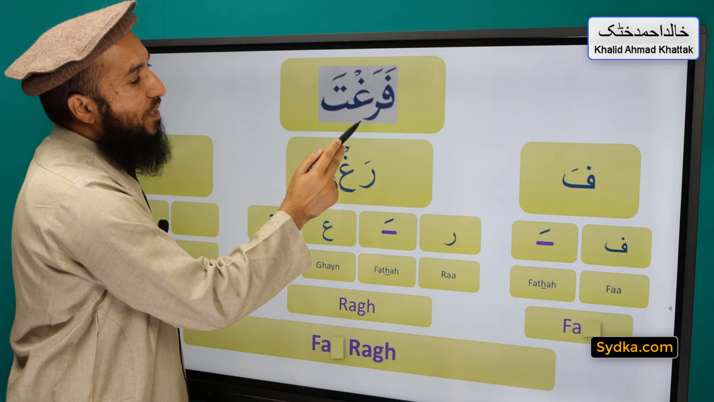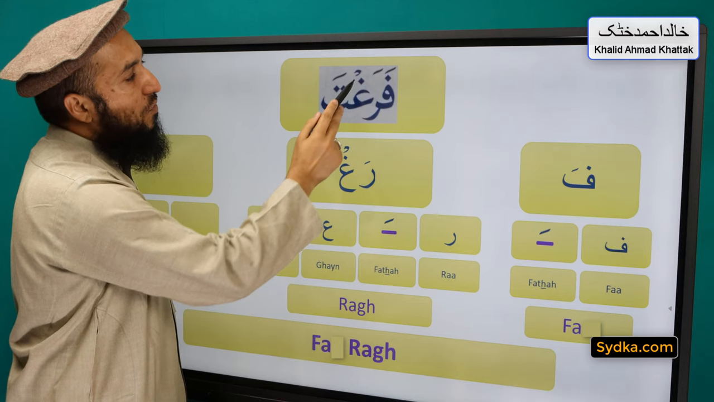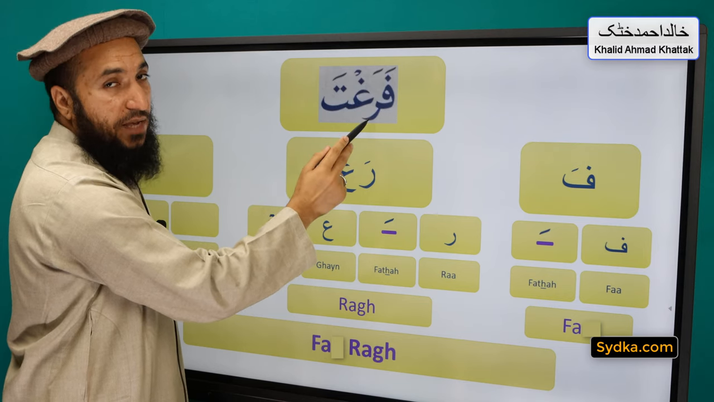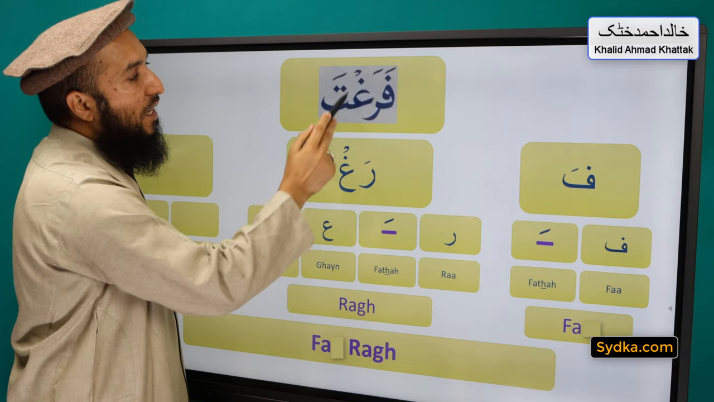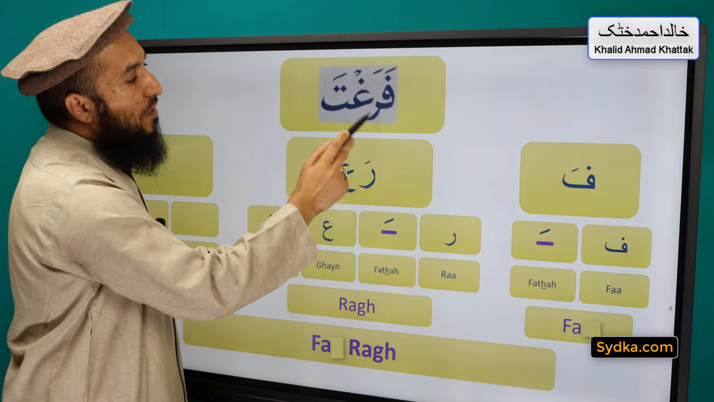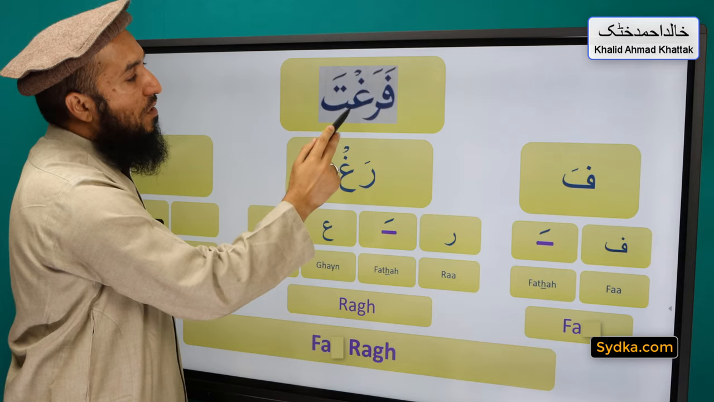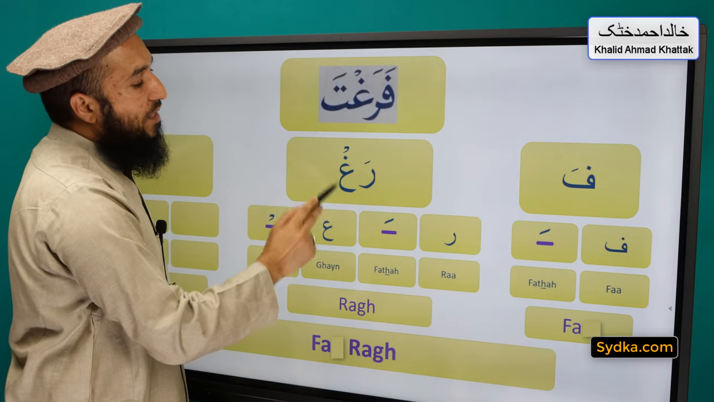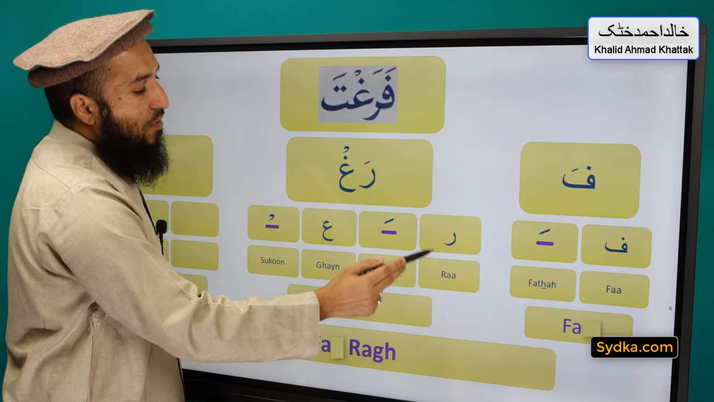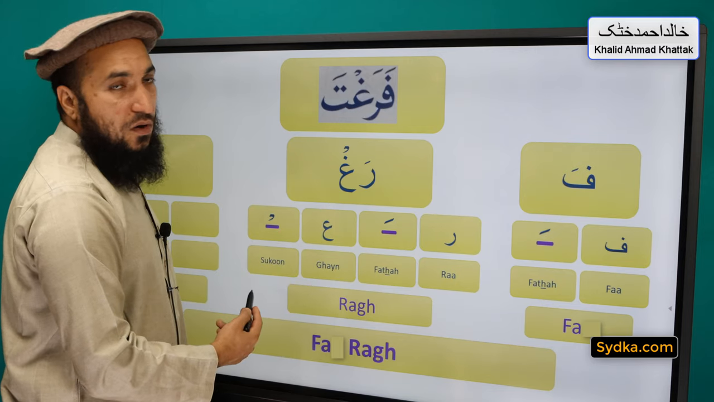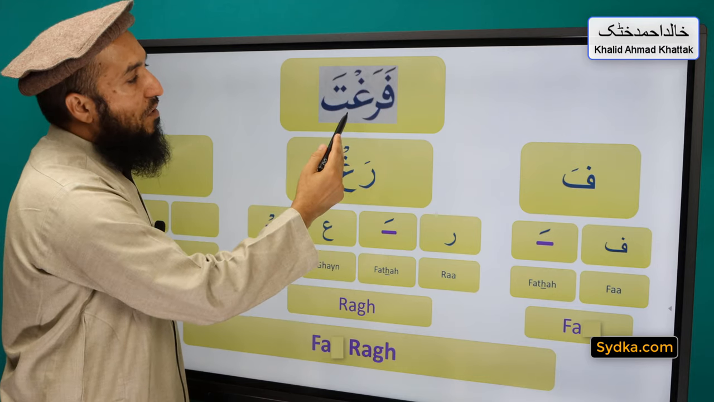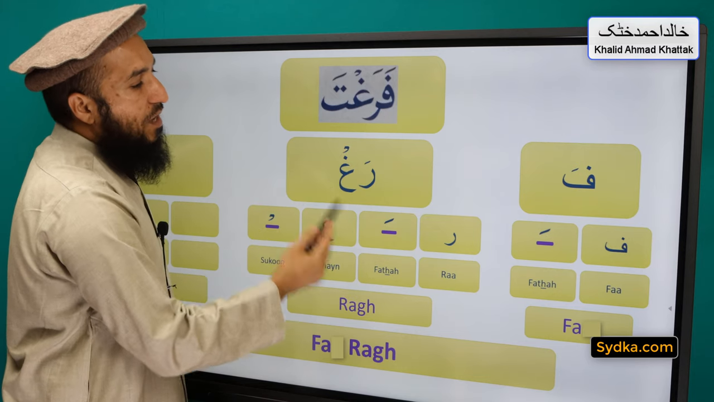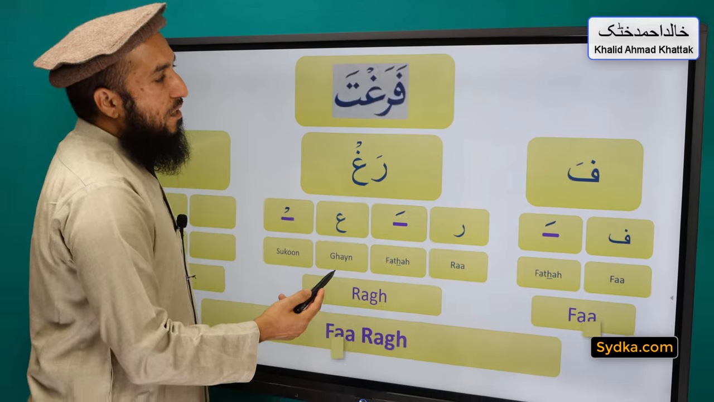The second syllable we have is ra fatha ghain sukoon ra. Ra is a heavy letter in this case, it has fatha on top of it, it is followed by ghain, and ghain has a sukoon. Ra fatha ghain sukoon ra. Combining these two syllables together, we have farag.